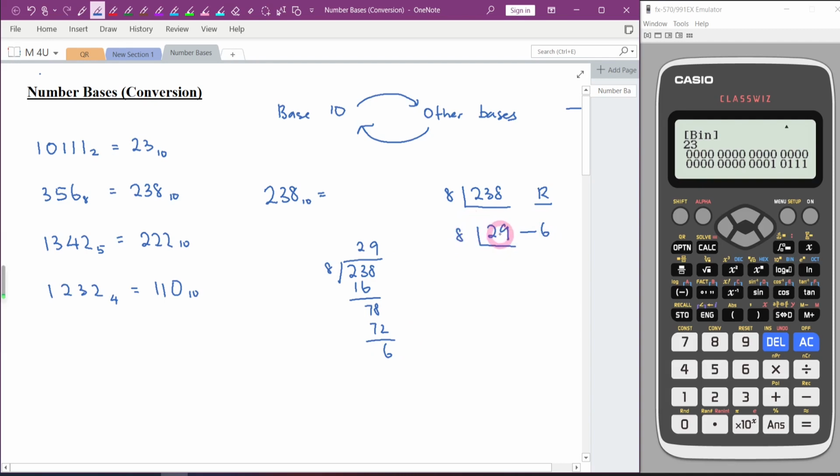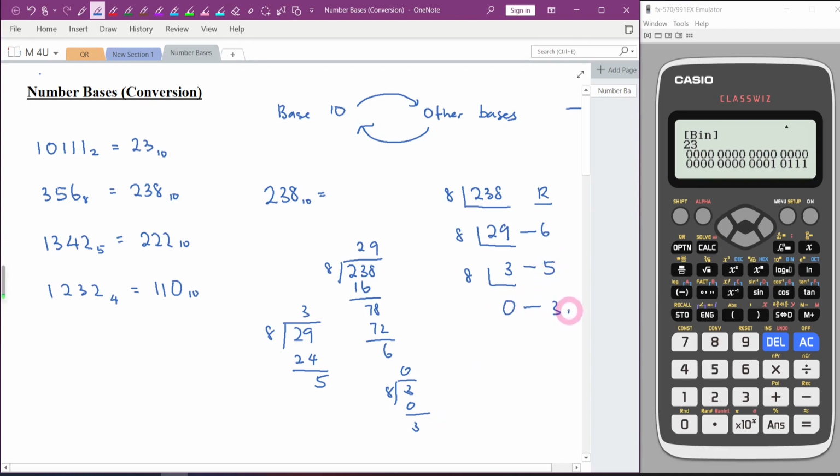Once the number becomes smaller, you can actually do it mentally, right? 3 times 8, you will get 24. 29 minus 24 is equal to 5. So if you feel it's hard, you can do it this way. It's okay. 3, remainder 5, right? Okay. So 3 divided by 8, you get 0. Remainder 3. Now, once you see 0 here, you can stop.